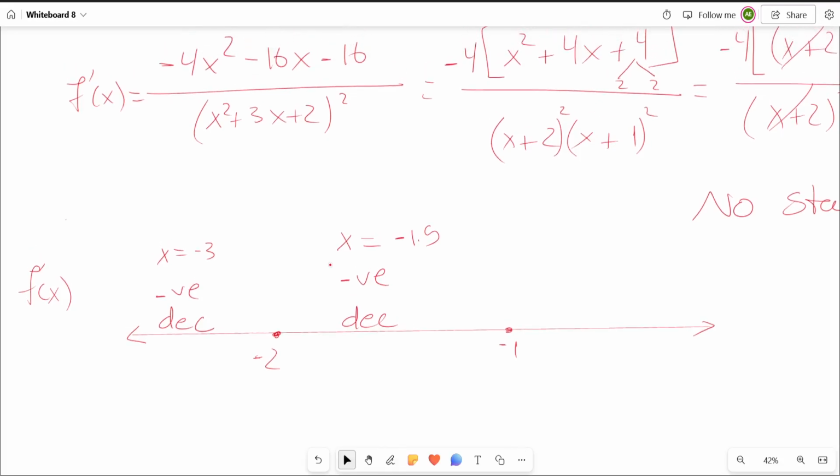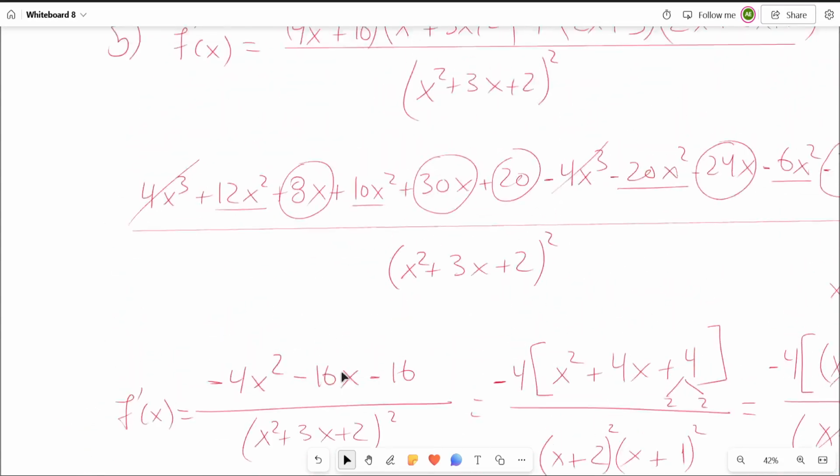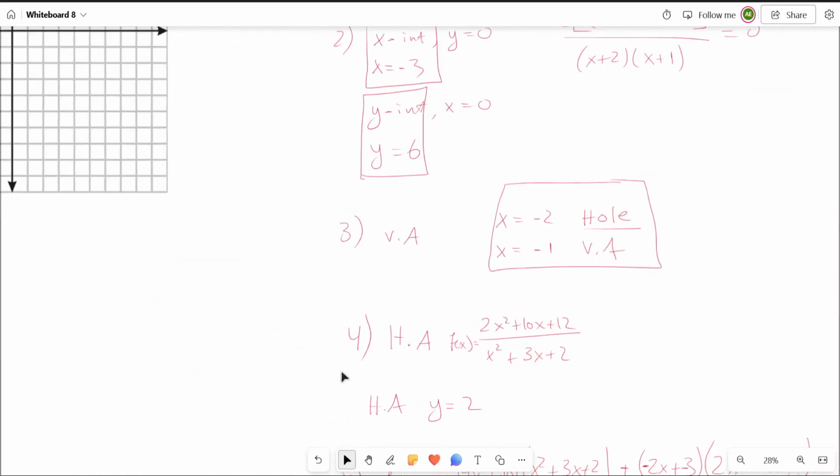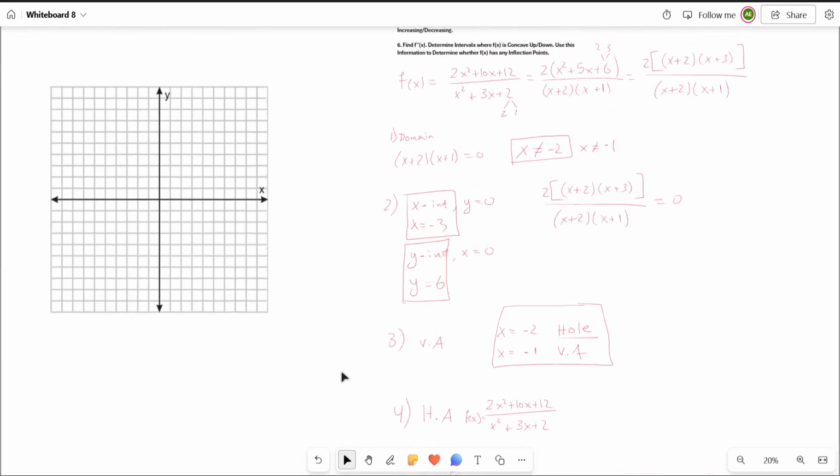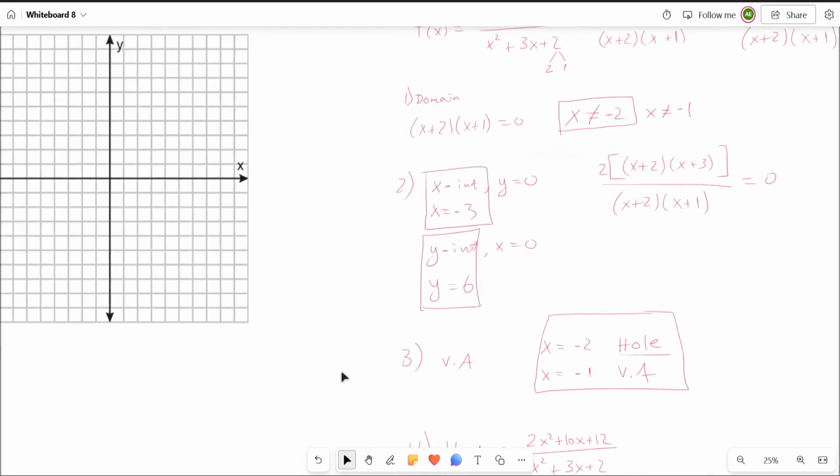Just to be sure, let's try one more point over here. A point that's to the right of -1 is basically x equals 0. That's an easy point. So this is going to be -16 over 2 squared, so -16 over 4. Negative over positive is a negative value as well, so it's decreasing. So now I know that my function is always decreasing in all of my domain. Now let's use all this information to try and draw our function over here.